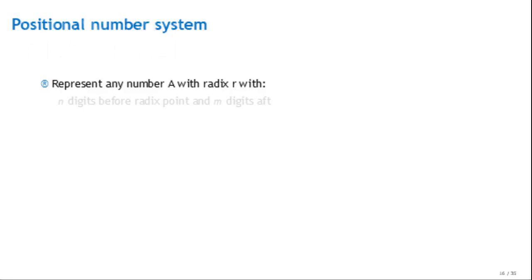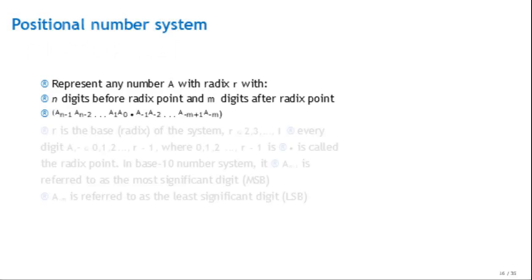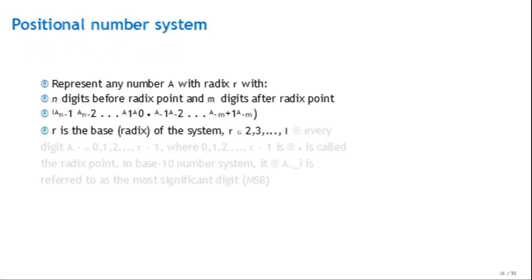To represent any number A with radix r, we use n digits before the radix point and m digits after the radix point. This method allows us to accurately represent numbers in various bases, ensuring precise calculations and data representation in digital systems. The radix, or base, of the system is r, and every digit A_i ranges from 0 to r-1. The digit set includes all possible values for these digits.